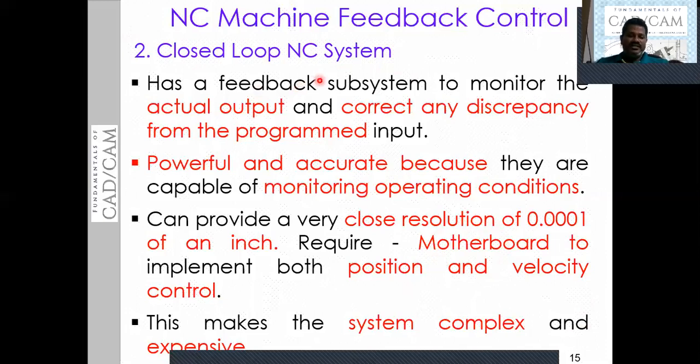This closed loop NC system is to some extent complex because it involves all the sensors to read the position of the table, to read the position of the tool, to read the spindle speed and peripheral velocity of the spindle. It involves a number of sensors. So to control all those sensors, it is more complex in its nature. This type of control system is more complex in its nature, and also it is more expensive. This closed loop NC system is used where we require more accuracy, where we desire more accuracy.